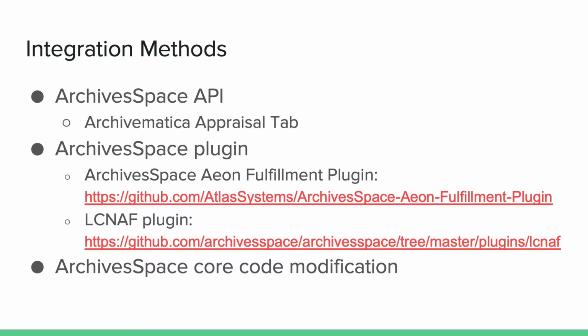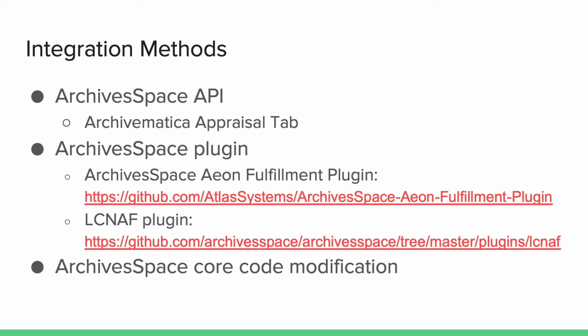There are various methods of creating and sustaining an integration with ArchivesSpace. Many of these methods we've heard about today in the context of other conversations. One is the ArchivesSpace API, which makes it possible for other applications to integrate with ArchivesSpace, so to pull information out of ArchivesSpace or to get information into ArchivesSpace. An example of that is an integration between ArchivesSpace and Archivematica, where actually most of the integration work happens on the Archivematica side of things, where it communicates with the ArchivesSpace API.